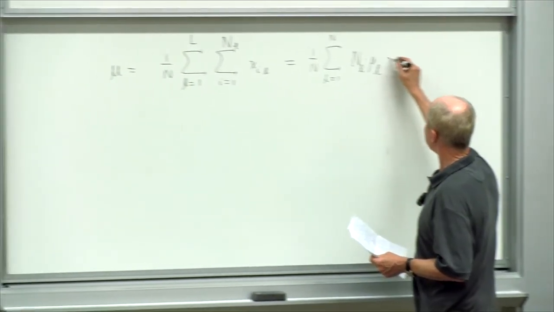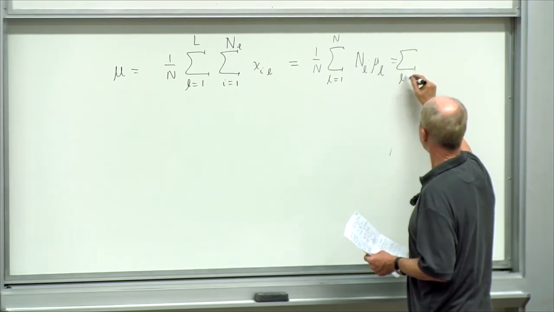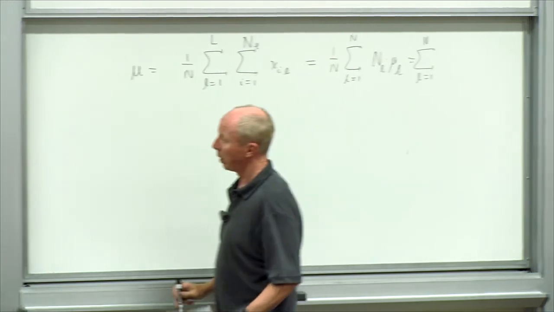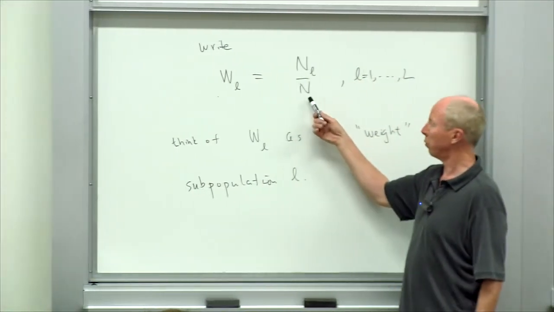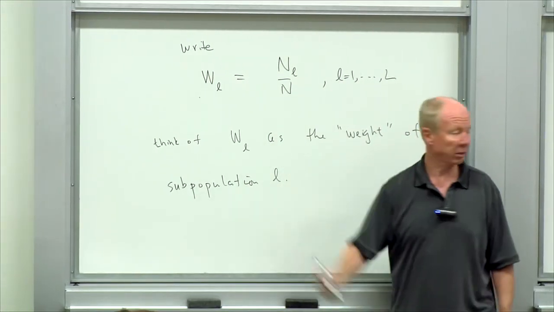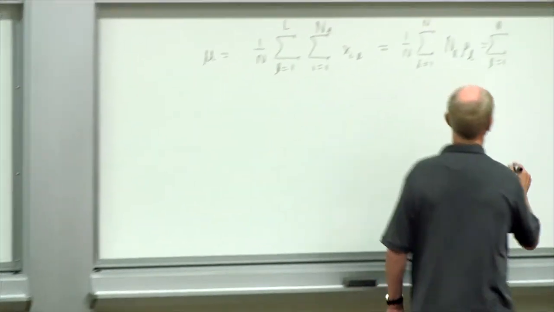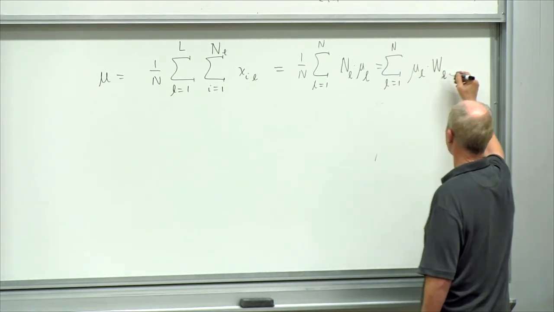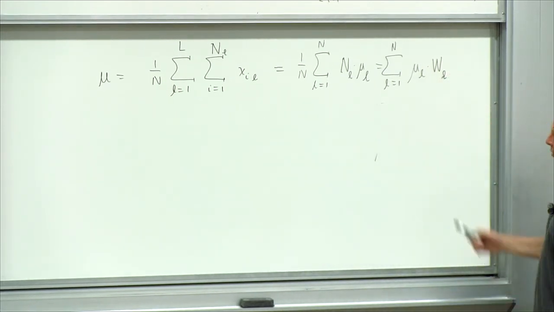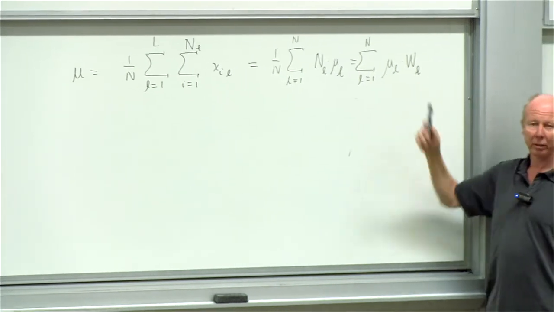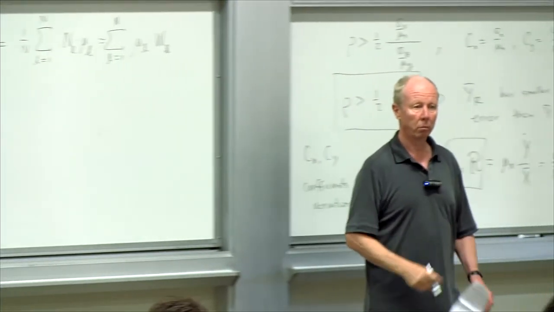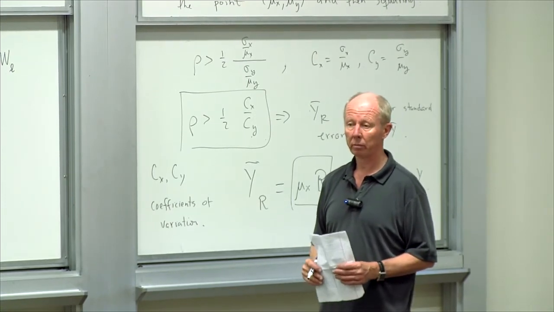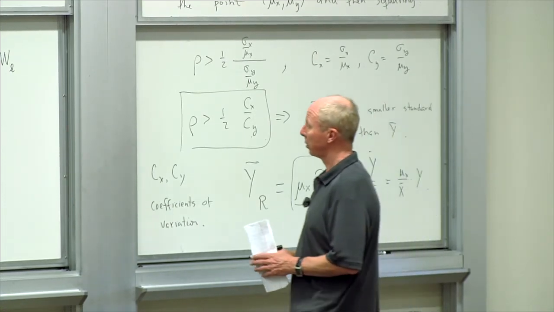And then I can rewrite this as the sum, L equal 1 to capital L, by pulling the capital N inside and recalling that I'm calling capital N_L over capital N the weight of the Lth class. I get mu sub L times the weight of the Lth class. So the whole average is the sum of the weighted averages of the individual populations, weighted by the population size, subpopulation size.